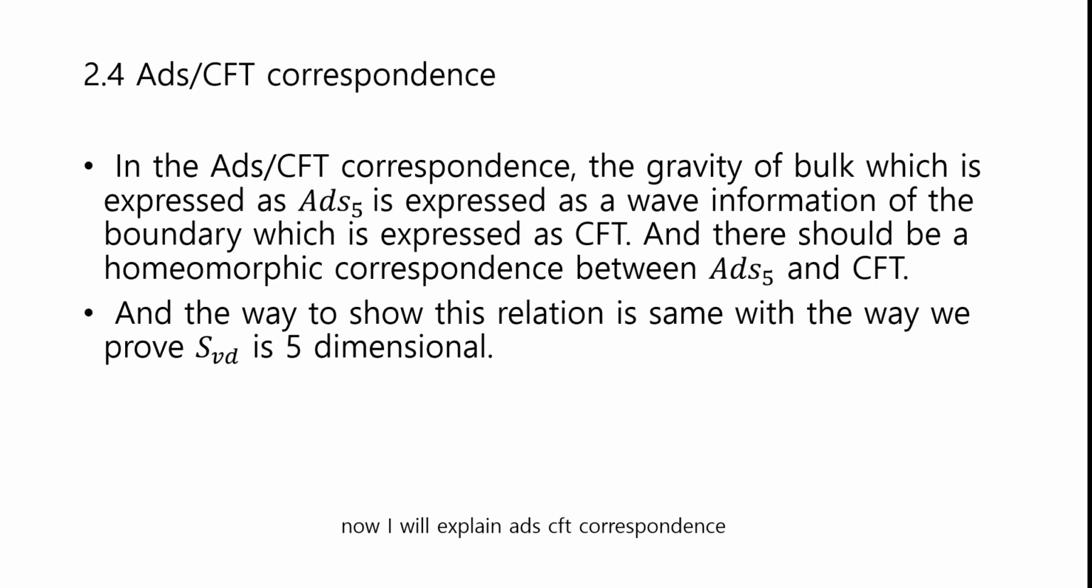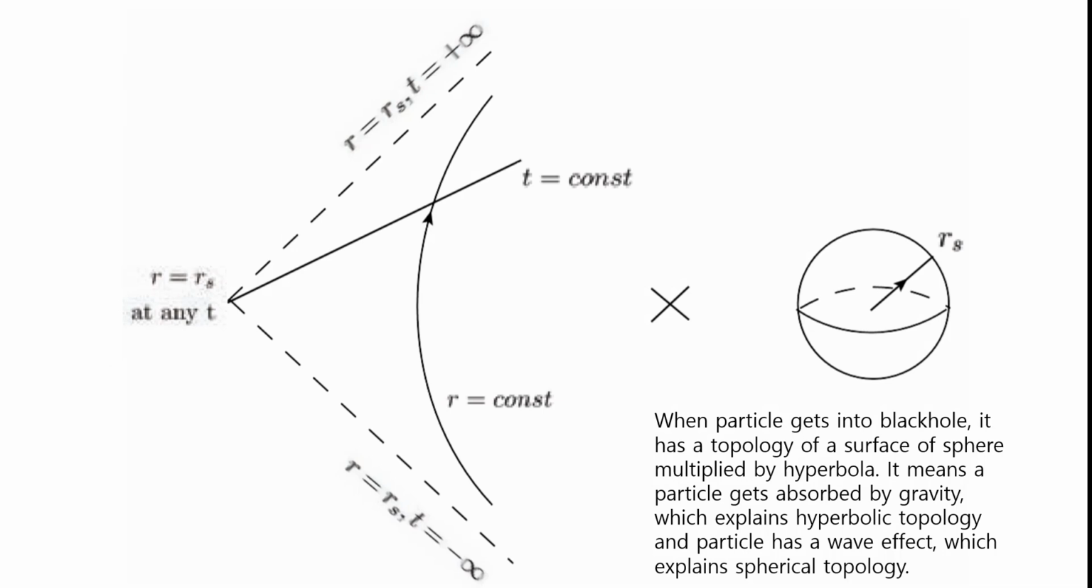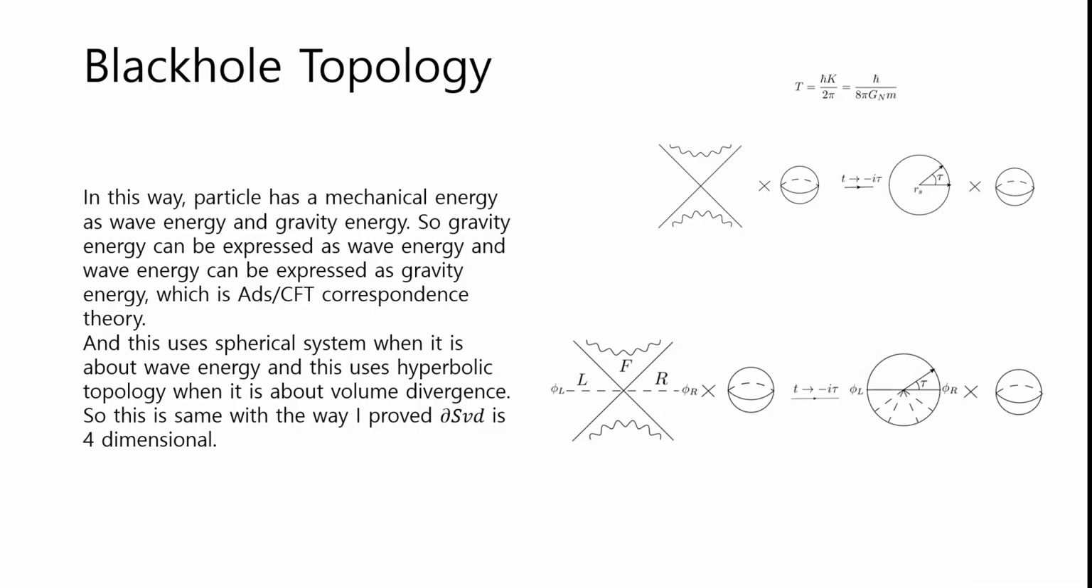In the AdS/CFT correspondence theory, the gravity of the bulk, which is expressed as AdS5, is expressed as wave information of the boundary, which is expressed as CFT. And there should be a homeomorphic correspondence between AdS5 and CFT. And the way to show this relation is the same as the way we prove it is five-dimensional. When a particle gets into a black hole, it has a topology of a sphere surface multiplied by a hyperbola. It means a particle gets absorbed by gravity, which explains the hyperbolic topology. The particle has a wave effect, which explains the spherical topology. In this way, a particle has mechanical energy as wave energy and gravity energy.